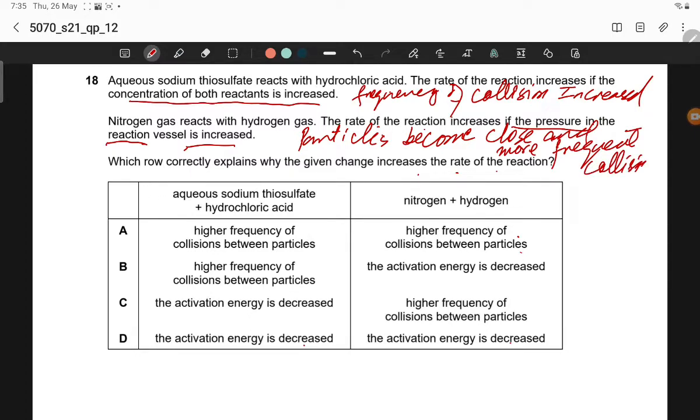Which row correctly explains why the given change increases the rate of reaction? A is higher frequency of collision between the particles. It is correct. Higher frequency of collision is also correct. So A option must be correct. Activation energy is incorrect because catalyst is not used in the experiment. So this is also incorrect. Activation energy is decreased, but catalyst is not used, so C is also incorrect.